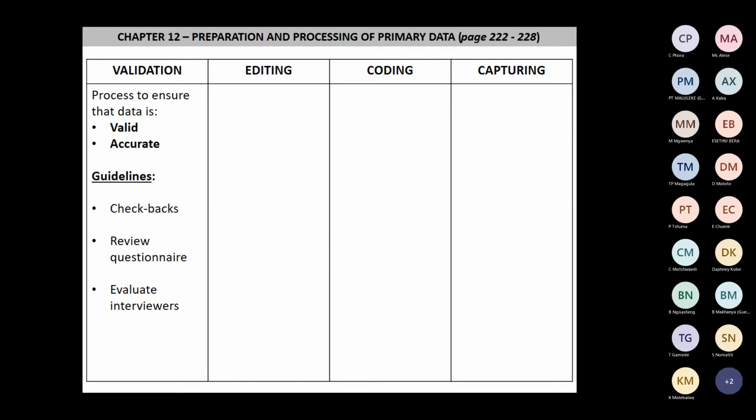That is checkbacks. The second guideline that we can use is called review the questionnaire, which you have in the textbook at the bottom of the page, in the last paragraph: review the questionnaire and the interviewing instructions. So what this means, remember, the overall objective is for us to validate the data, to say the data is true, the data is accurate. So when we review the questionnaire and the interviewing instructions, remember we've got questions.